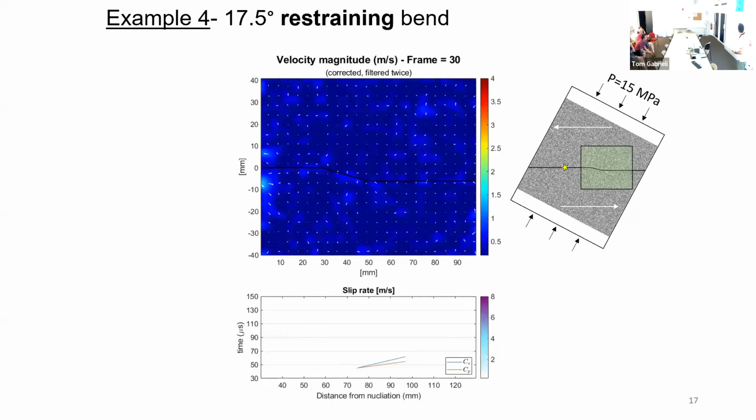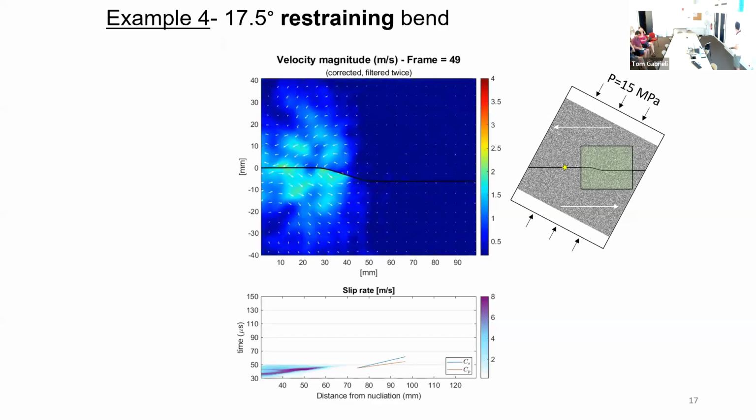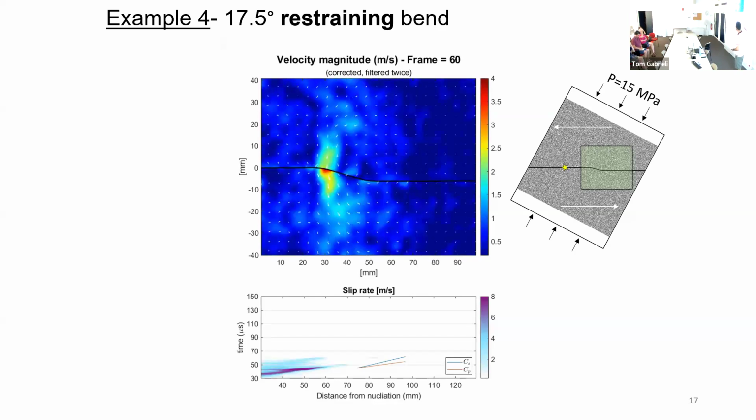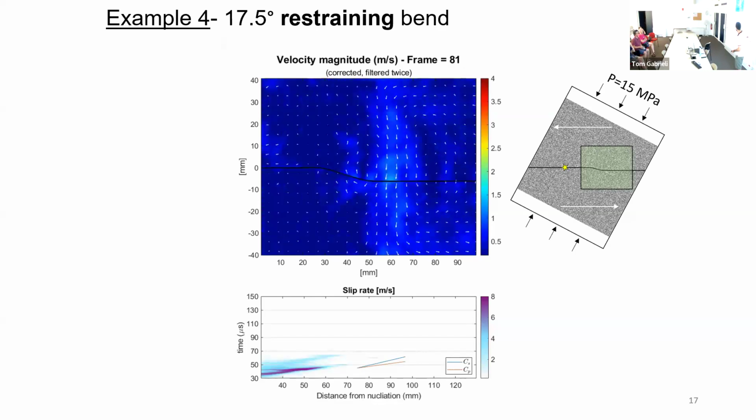And for the last of the examples, I show a 17.5 restraining band, so a high angle restraining band, and it will stop the rupture, but something interesting will happen after it. So the rupture comes and it sort of breaks on the band. Slip rate stops.